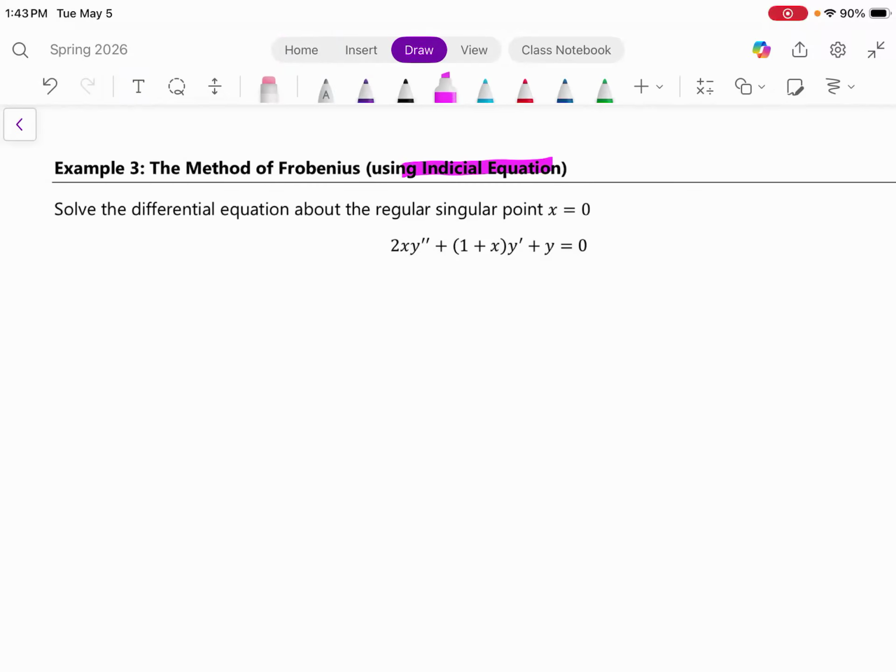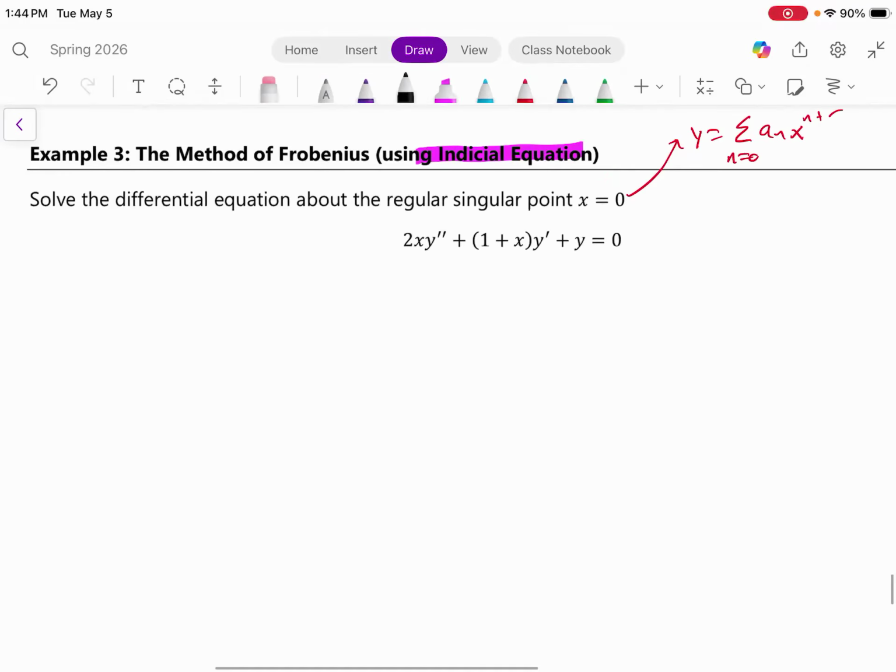So here we have the differential equation, 2xy double prime plus (1 plus x) y prime plus y equals 0. We want to find the solution to this about the regular singular point x equals 0. And remember, that's just a power series of the form the sum from n equals 0 of a sub n x to the n plus r. Okay, but first we want to use the indicial equation to have our roots beforehand.